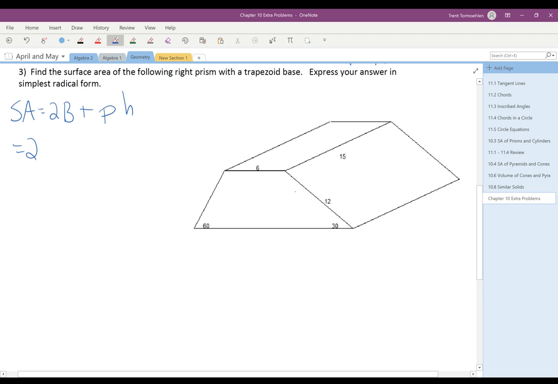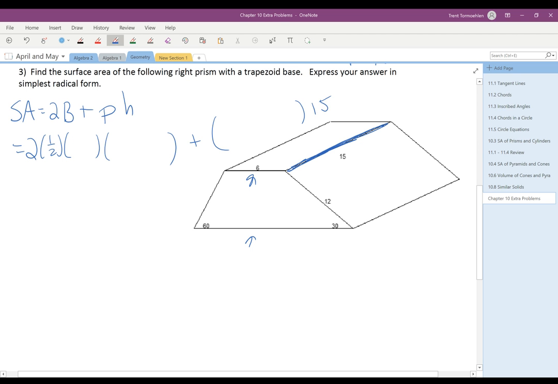A trapezoid would never be a lateral side, so it must be the base. And so that's going to be our base. So the area of a trapezoid is just 1/2 times the height of the base times the sum of the two bases, and then plus the perimeter, which we're going to have to calculate, times the height. And the height is going to be the distance between the bases. So in this case, we're given it as 15.